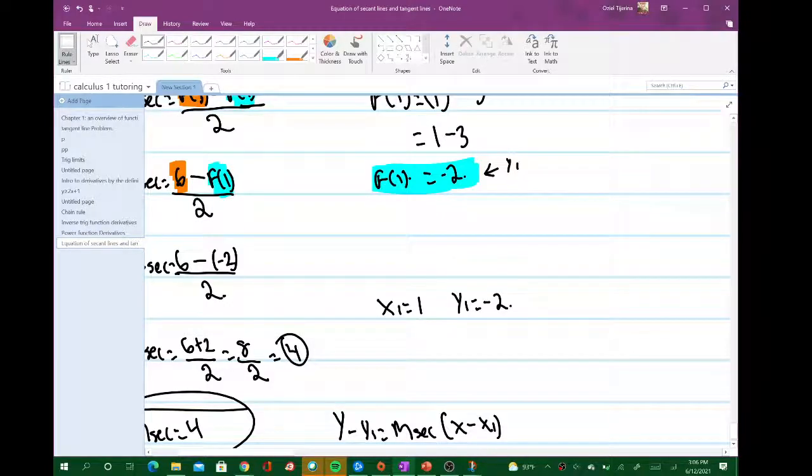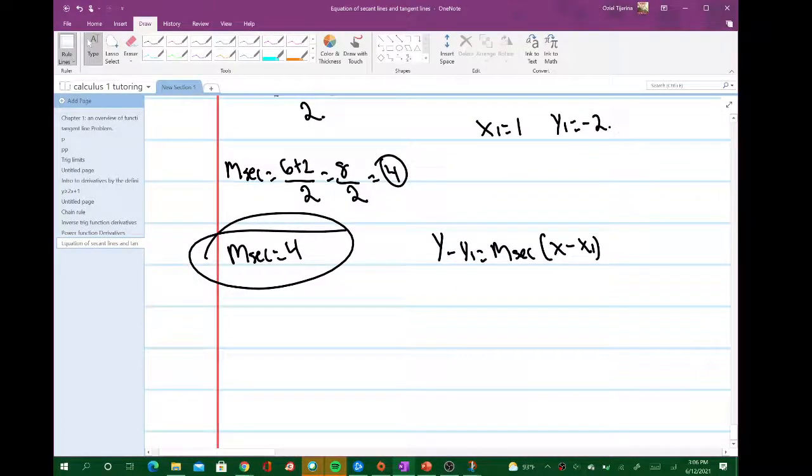Please let me know if that makes sense to you guys. If it doesn't, I'll try my best to explain it more. But yes, that's how you would see it. So then it's going to be y minus negative 2 equals the slope of the secant line, 4, times x minus, and then x1 is just 1. So then our equation ends up being y plus 2 equals 4 times x minus 1.